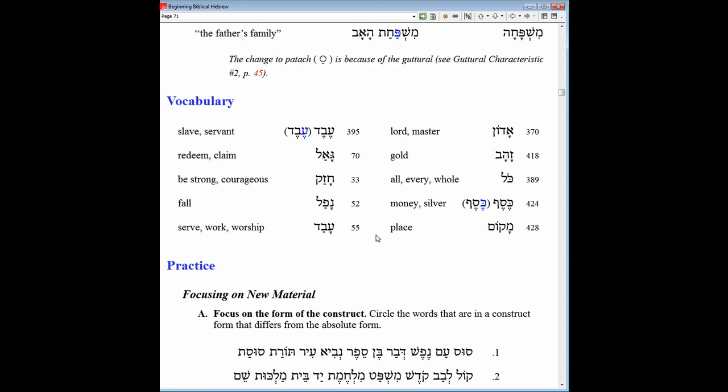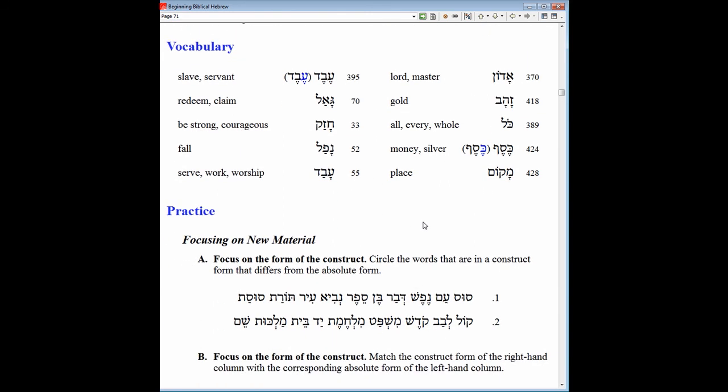Here's your vocab and your practice again. So this is the end of the overview for Chapter 12.